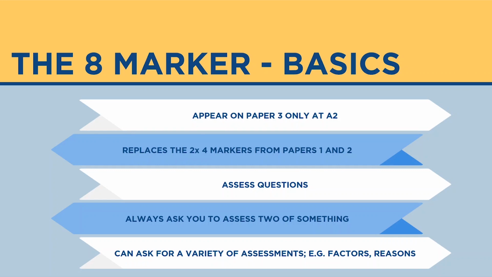They're assessed questions. The 10 and 12 markers are also assessed questions, but these ones are assess 2, which we'll come to in a second. It's always going to ask you to assess 2 of something. And it could be a variety of types of assessment. It could be assess 2 factors, assess 2 reasons, assess 2 benefits, or anything like that.